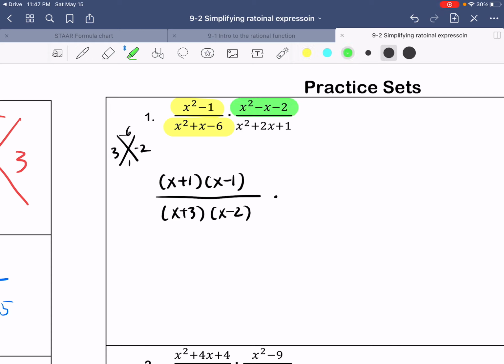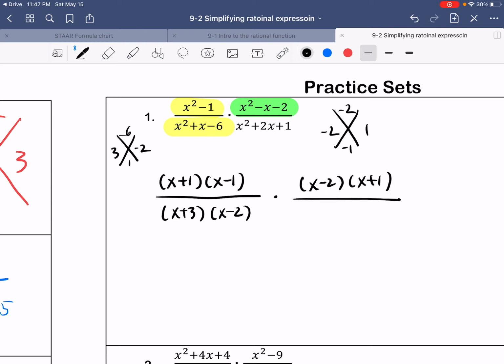Now let me factor this. Negative 2 and negative 1, what can give us this? Negative 1, negative 2 and 1. So x minus 2, x plus 1 over, and let's factor this one. 1 and 2, 1 times 1 can give you this, so x plus 1, x plus 1.